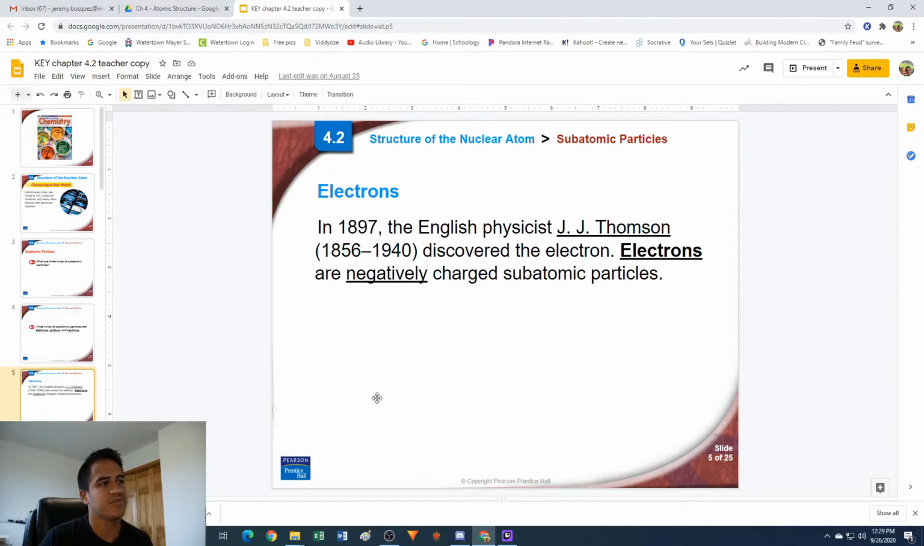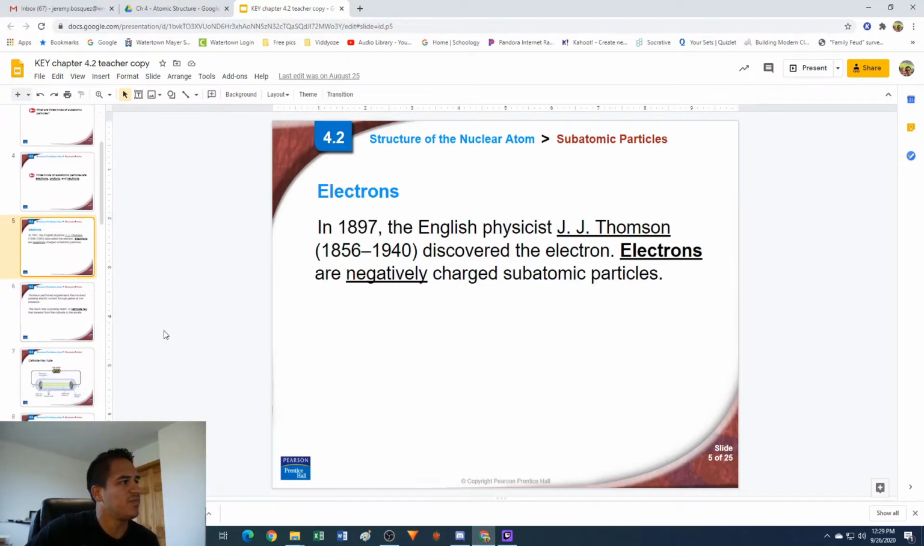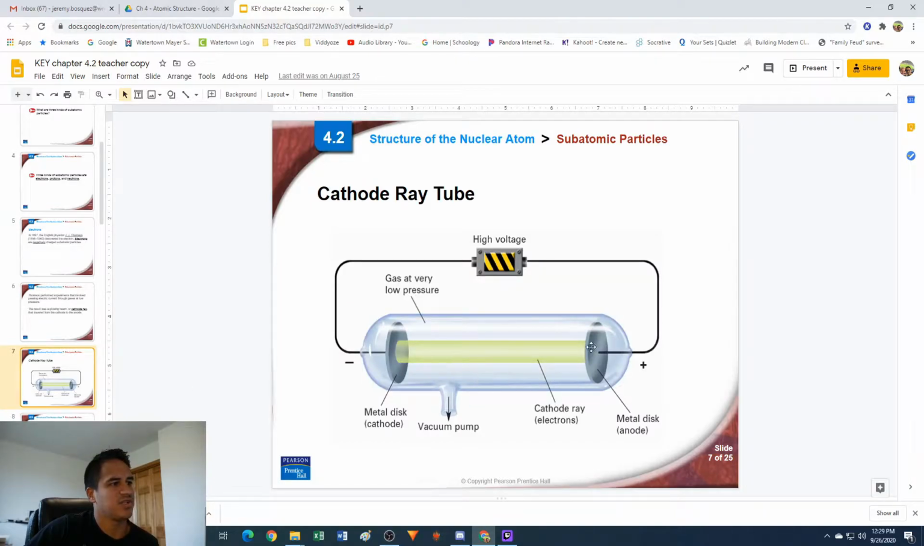The first one here was discovered by an English physicist named J.J. Thomson back in the late 1800s, and the electron is the particle that he discovered, a negatively charged particle within the atom. Now, as to how he discovered this, he was actually running an experiment using cathode ray tubes, which nowadays are sort of old technology, but a cathode ray tube is essentially a glass tube that has a bunch of gas in it, and it's in a vacuum.